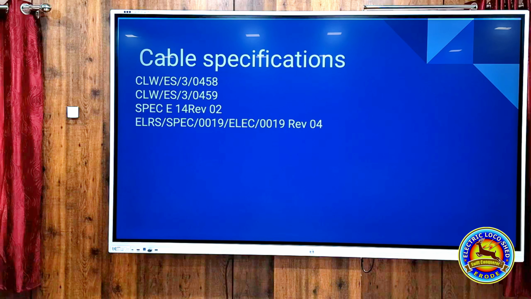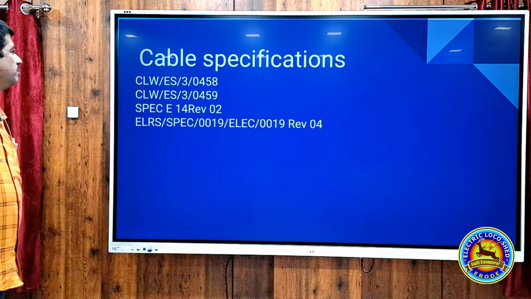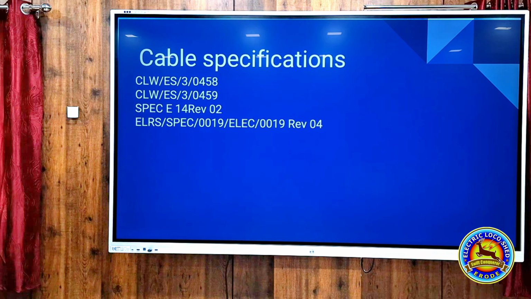Different specifications which are used in our locomotives. In our 3-phase locos, these 2 specifications are used. That is, CLW/ES/3/0458 and 0459. These 2 specification cables are used in 3-phase locomotives for all the control and power circuits.